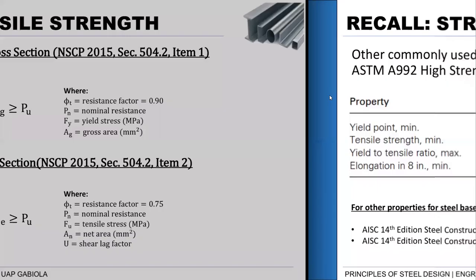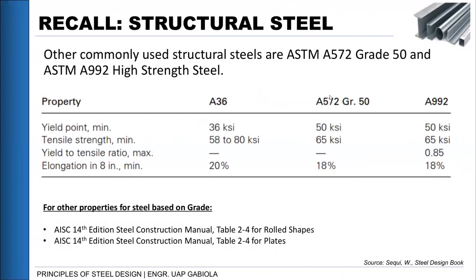Okay, and as a reminder for our course, we will be using these three types of steels. So we need to be very familiar with the values of Fy and Fu for each type of steel. For A36, we have 36 and 58. For A572 Grade 50, we have 50 and 65. And for A992, we have 50 and 65 also.